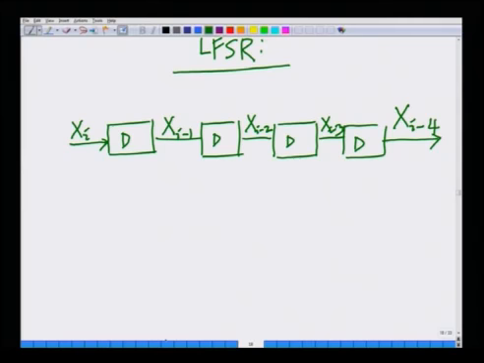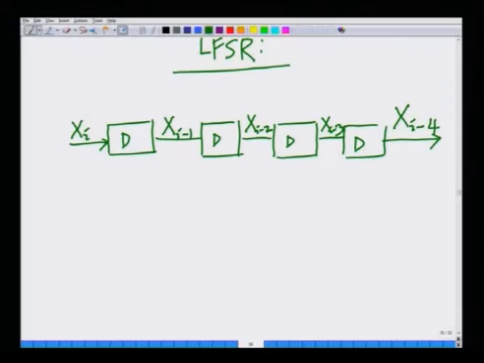Now I have linear feedback shift registers. I have a set of shift registers, here a set of 4 registers. Input is xi, the output of the first register is xi minus 1, the second is xi minus 2, because a register is after all a delay, the third one is xi minus 3, and the fourth is xi minus 4.